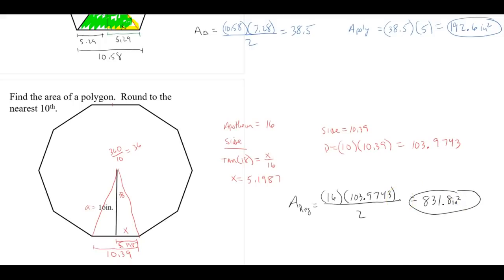Again, you could use the triangle method, or you can use apothem times perimeter divided by 2. It's all up to you, but know you're using trig to find the majority of the pieces. Go ahead, try the assignment, upload your answers, and then check your answers.